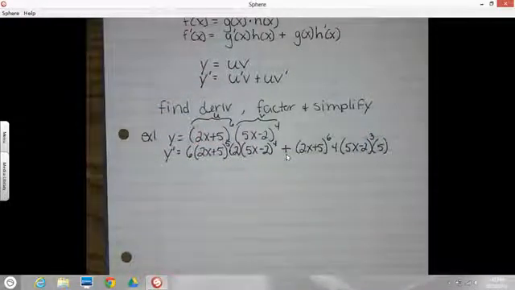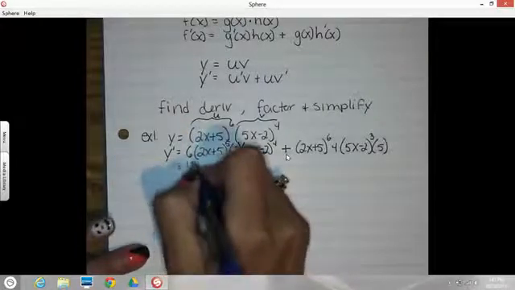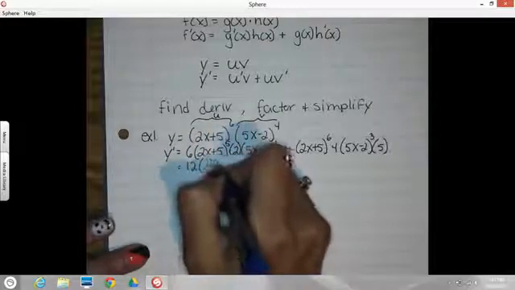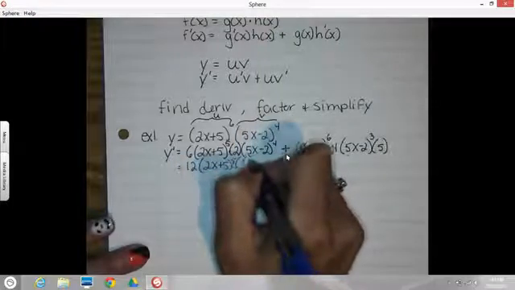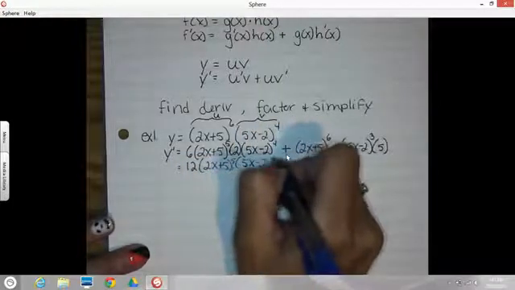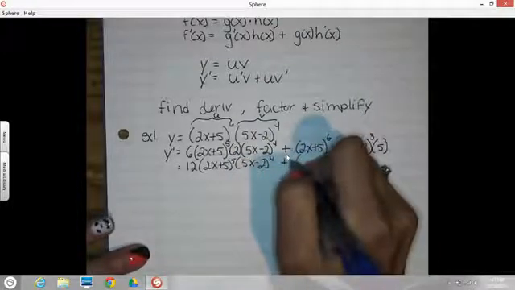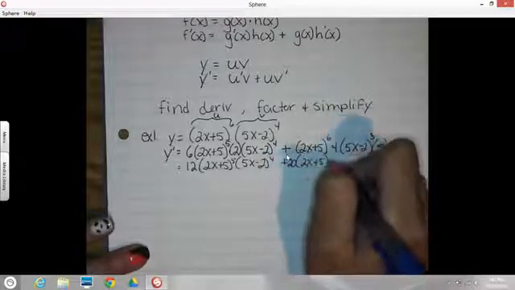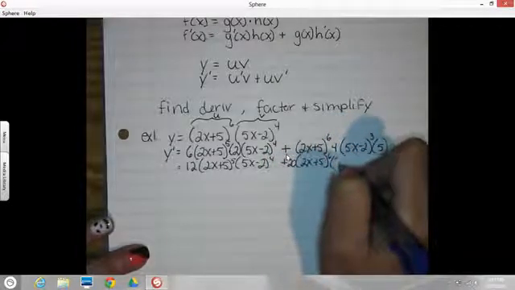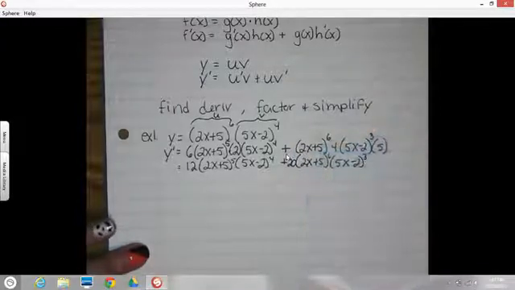Okay, calculus is done. Now, we can pull this 12 to the front here. Times 2x plus 5 to the 5th, and 5x minus 2 to the 4th. Plus, we need a 20 out there. 20, 2x plus 5 to the 6, and then 5x minus 2 cubed. Okay. At this point, we're ready to factor.